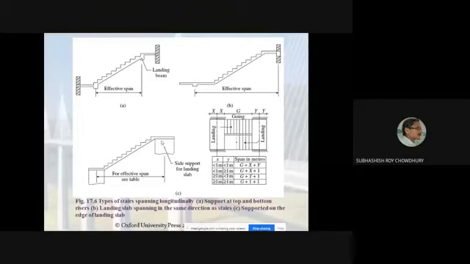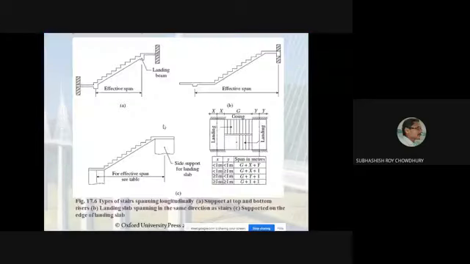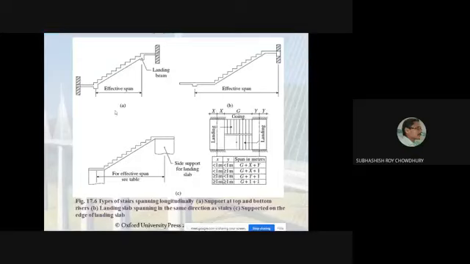Now come to this particular specific problem. Let me tell you this one first. Landings that are supported by beams or walls running in the longitudinal direction. This is the third point, and there may be a combination of these three methods, either the first one, or the second one, or the third one. Stairs with quarter landing supported with open well stair is another aspect. So at this moment, let me explain the three possibilities.